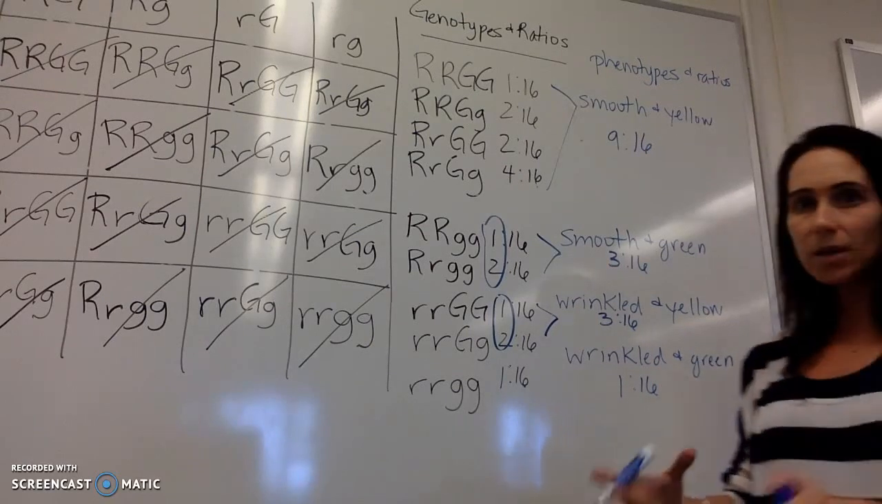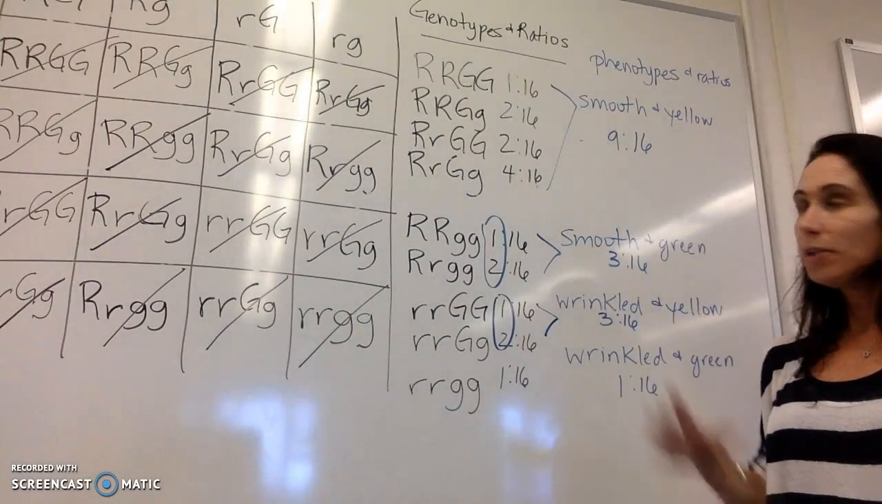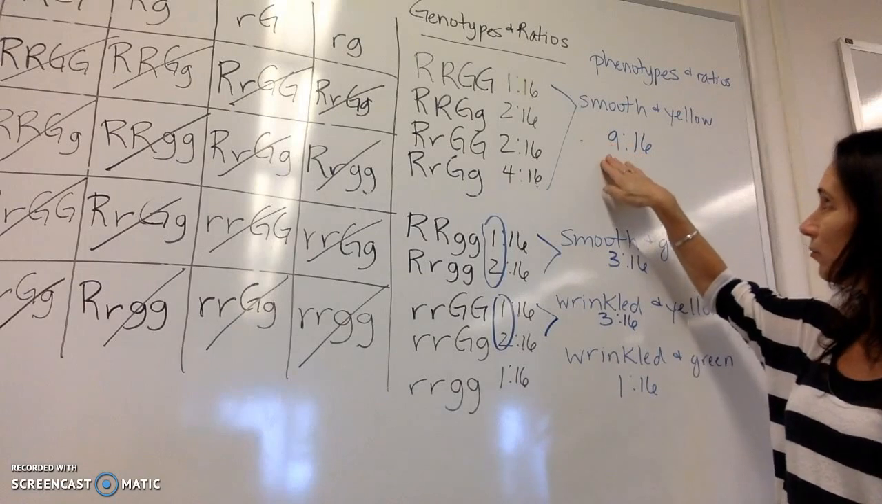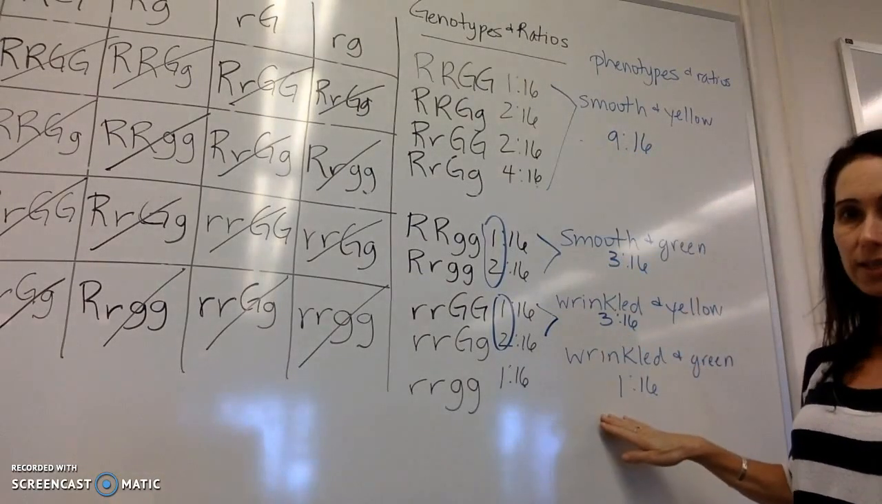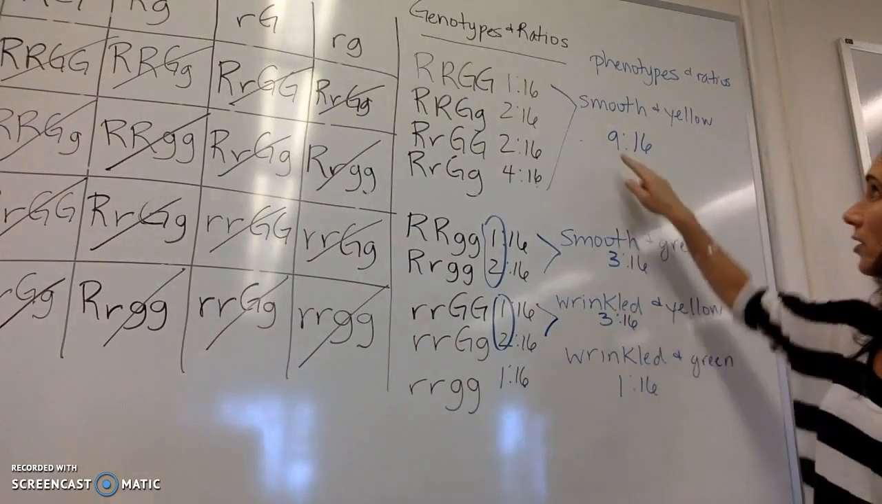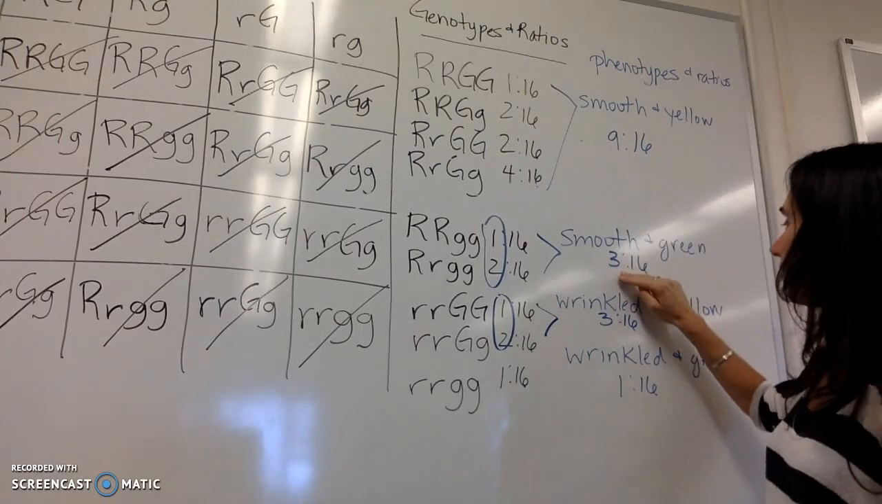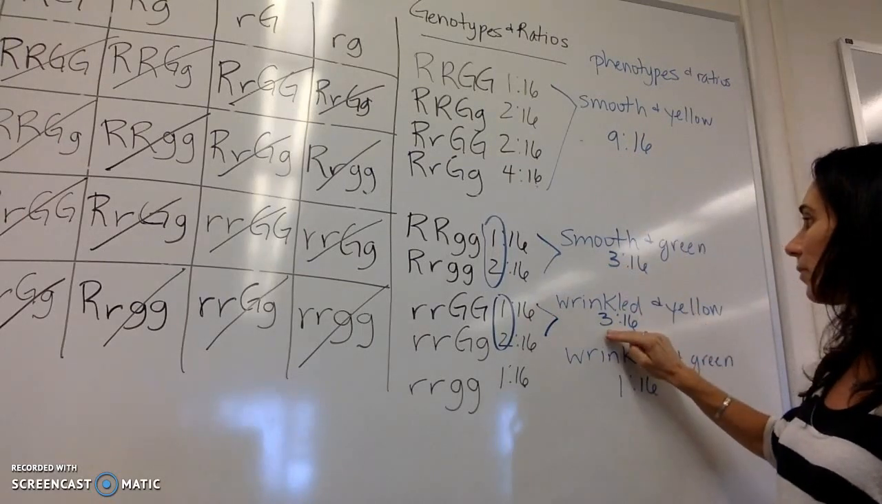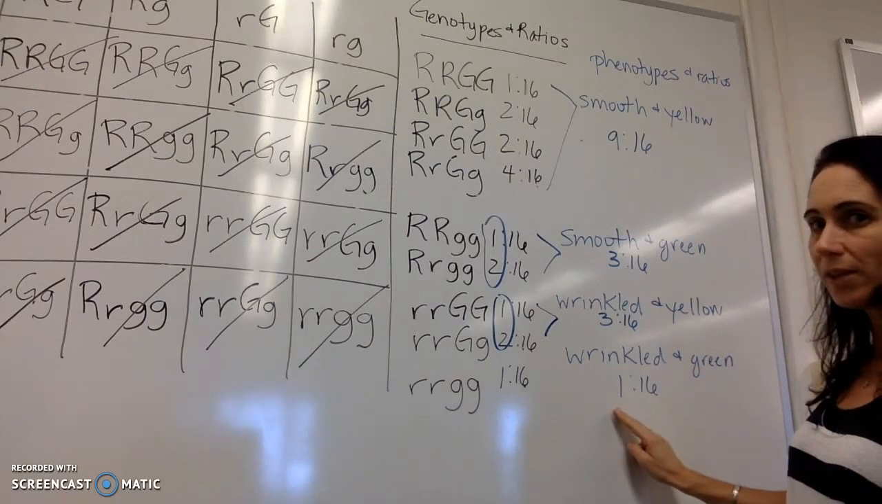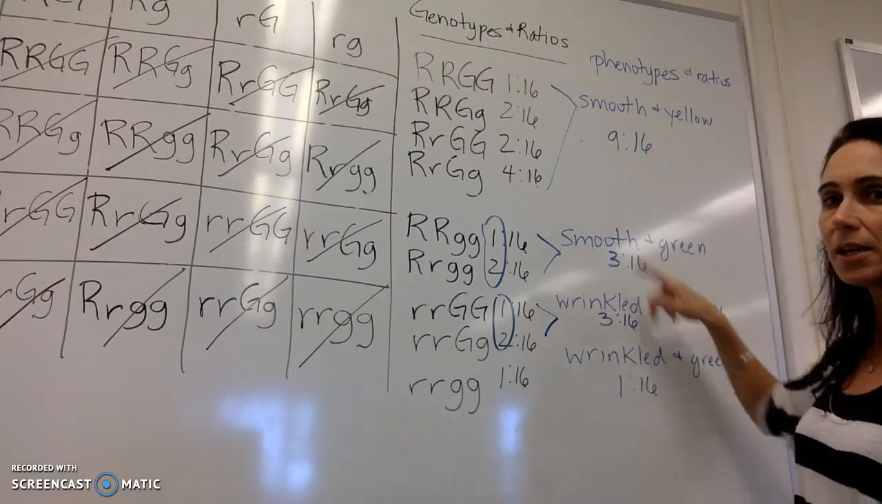Now, as a kind of double check on your work, your ratios should add up to 16 for the phenotypes as well. So we've got 9 and 3 is 12, plus 3 is 15, plus 1 is 16. So 16 out of 16 times.